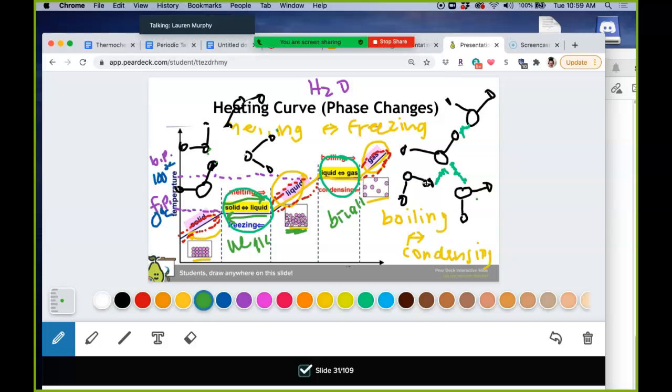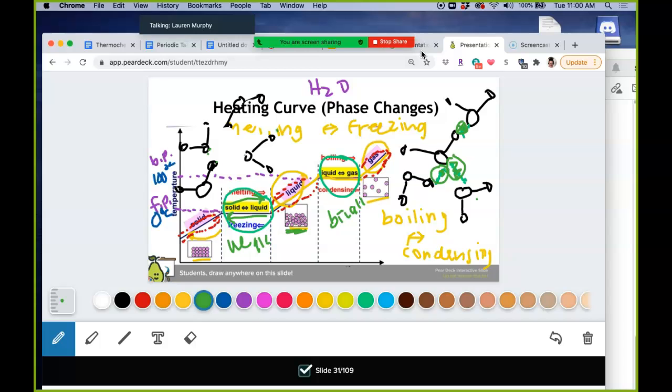Okay, so I just want to be clear. You're not actually breaking the water molecule apart. You're breaking the forces that hold water molecules together. So you're not ripping the hydrogens off of the oxygen. You're messing with the interaction between different water molecules.